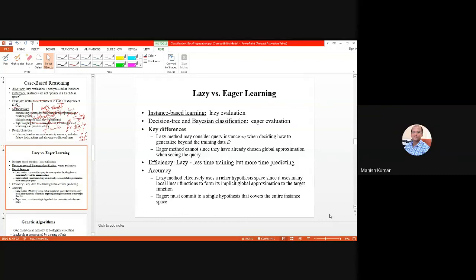As far as accuracy, lazy methods effectively use a richer hypothesis space, because they use many local linear functions to form an implicit global approximation to the target function, whereas eager learning is committing to a single hypothesis that covers the entire instance space. So that is the difference.